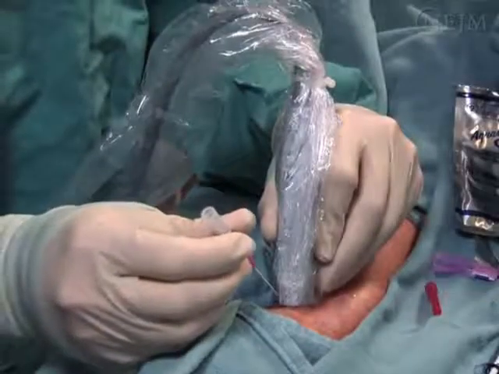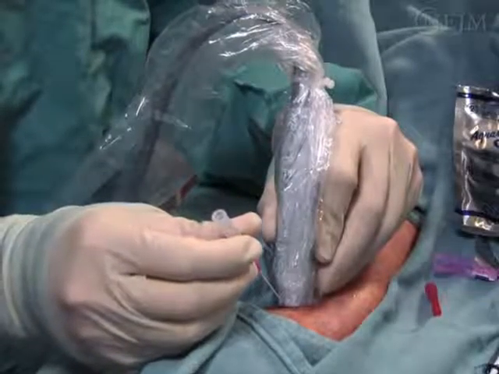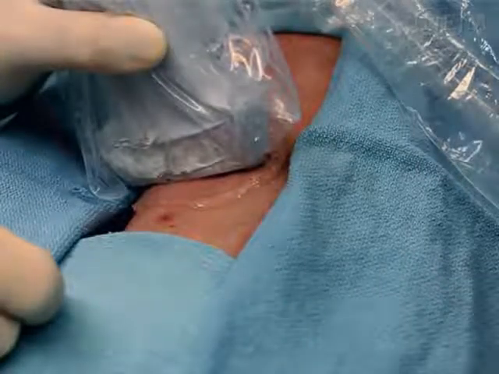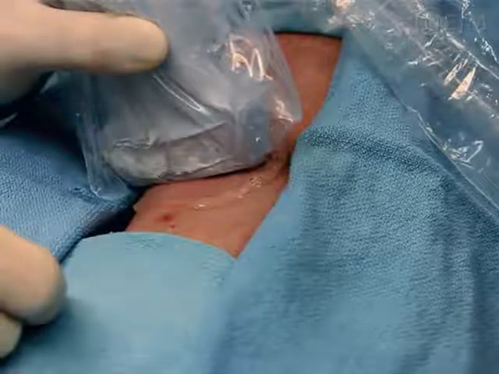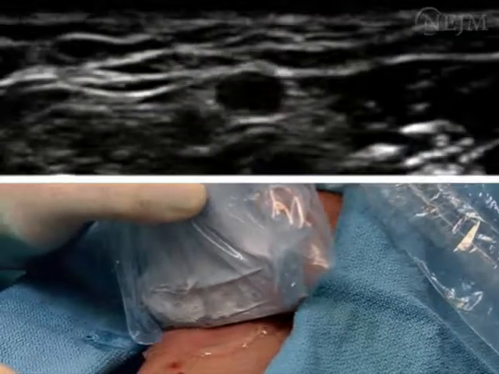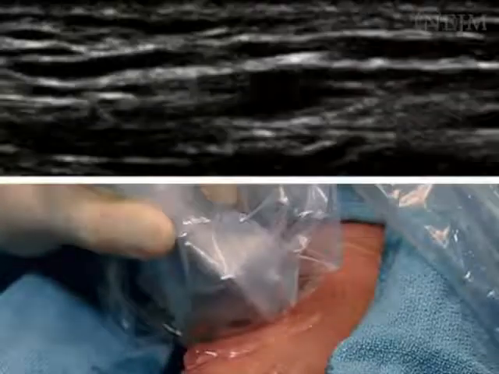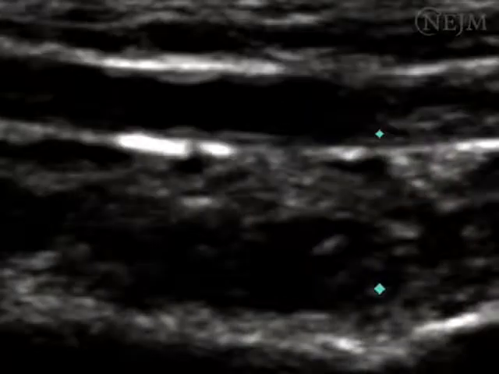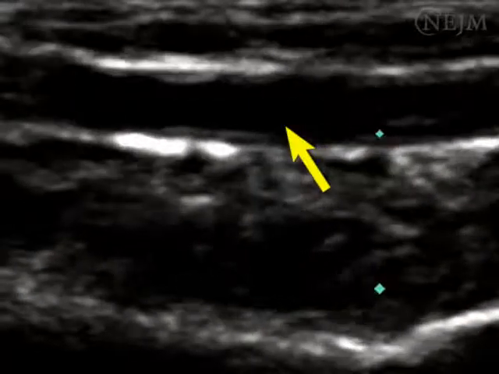The catheter can also be inserted in the longitudinal orientation. To do so, begin the procedure with the ultrasound probe in the transverse orientation to locate the artery. Center the artery on the ultrasound screen and then rotate the probe 90 degrees. You should see the artery in the center of the screen with a view along its long axis at its maximum diameter.